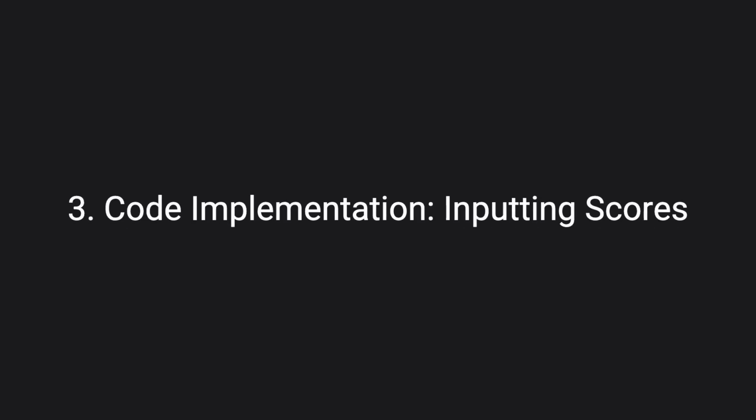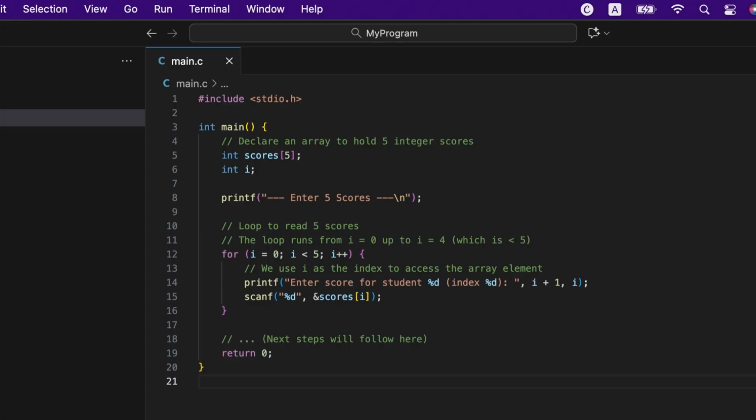Third, code implementation, inputting scores. The loop condition i < 5 must be suitable for the array size. We declare an array of size 5 and variables for the loop counter and sum. Key concept: notice how scores[i] allows the loop to sequentially target scores[0], then scores[1], and so on until the condition i < 5 is false.